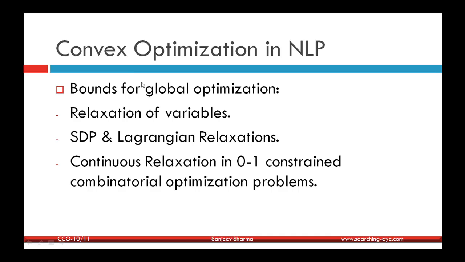Another class of problems is relaxation problems or combinatorial problems, where we relax the non-convex constraints with loose convex constraints, such as SDP and Lagrangian relaxations, and continuous relaxations in 0-1 constraint combinatorial optimization problems, where we relax constraints such as xi squared equals 1. In these problems, we generally determine a lower bound on the original optimization problem, which gives us a rough idea of its value.